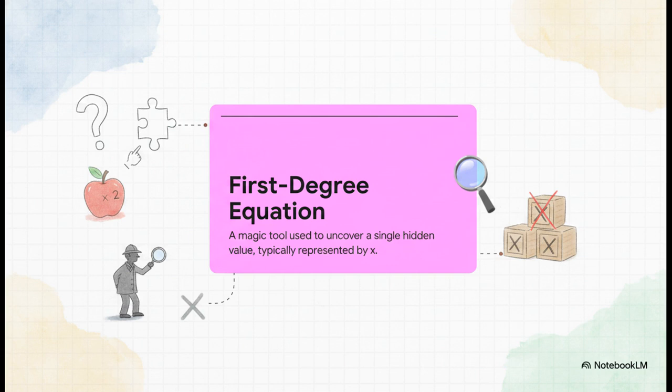And you know why it's called first degree? It's simply because our X is just plain old X. There are no squared or cubed powers to complicate our lives here. Just a straightforward mystery waiting to be solved.